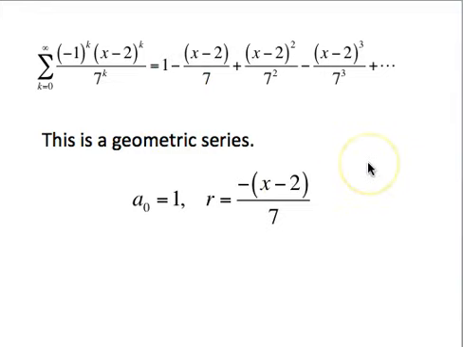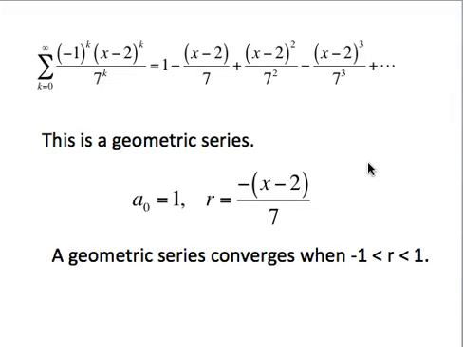That will happen when the common ratio is between negative 1 and positive 1. So I will need this value to be between negative 1 and positive 1, and what those x values are will define our interval of convergence. So there's our r value, opposite of x minus 2 over 7, between negative 1 and positive 1. And we need to simplify that inequality to determine our interval of convergence.